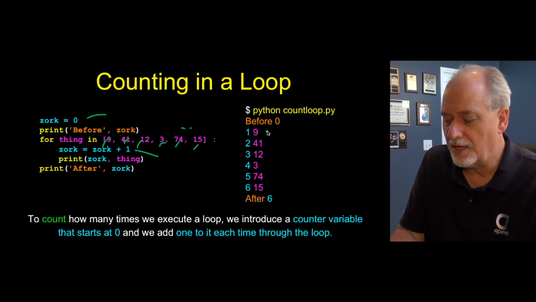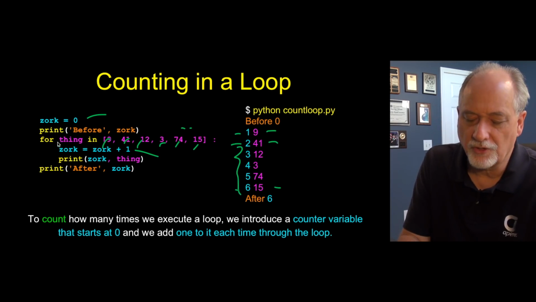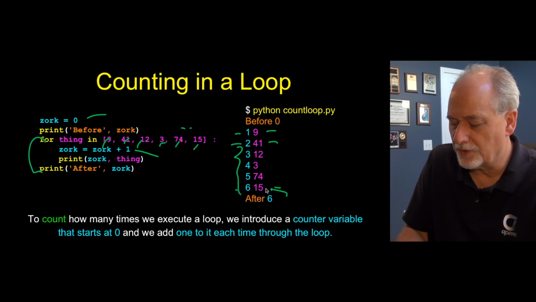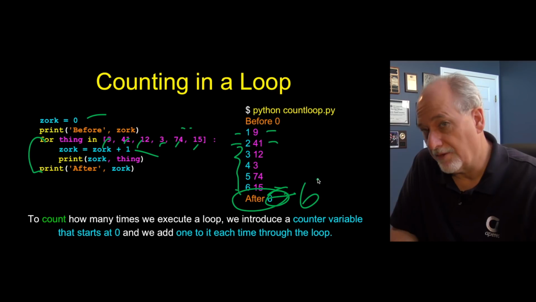So we see the 9 and Zork is 1. See 41, Zork is 2. And Zork is 6 when we see the 15. The for loop stops, and we print out afterwards. And this 6 is the ultimate count that we got. So that's very, very simple.